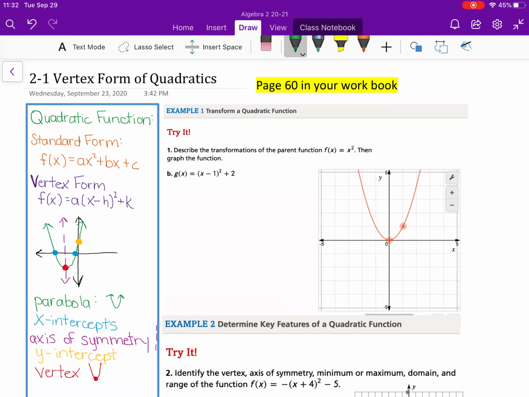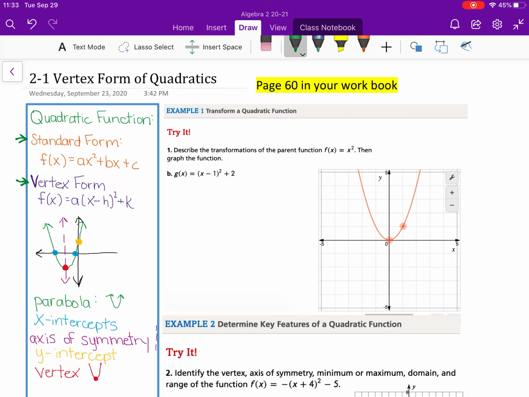A quadratic function is anything with x squared. There's two different forms that we're going to talk about this unit. Today, we're actually going to hit on vertex form, but there is something called standard form as well that we will talk a lot about for the remainder of the unit. So I wrote them both down there so that you have them.